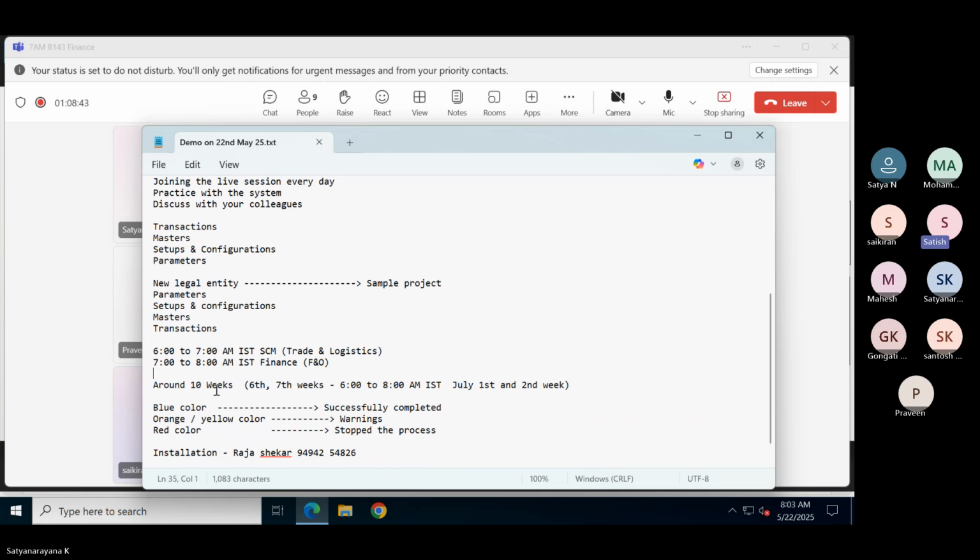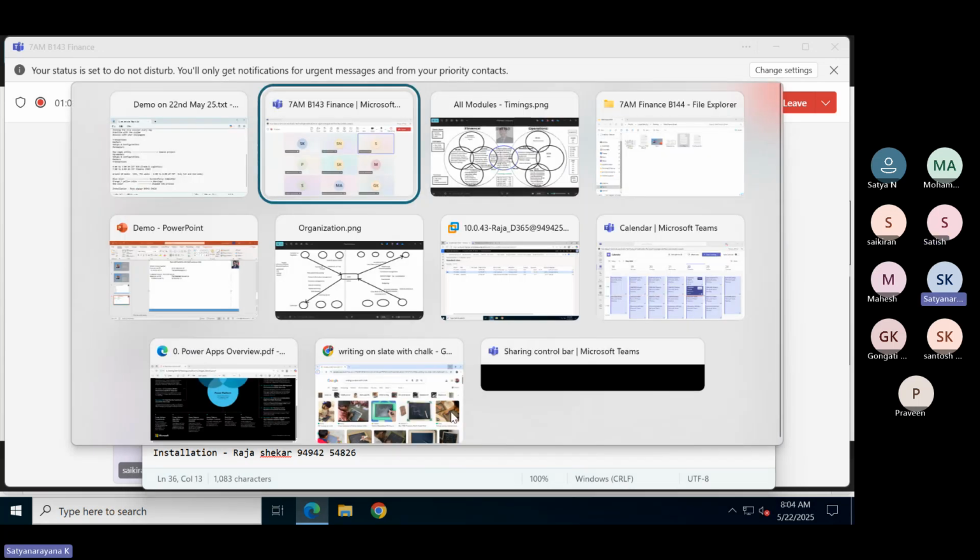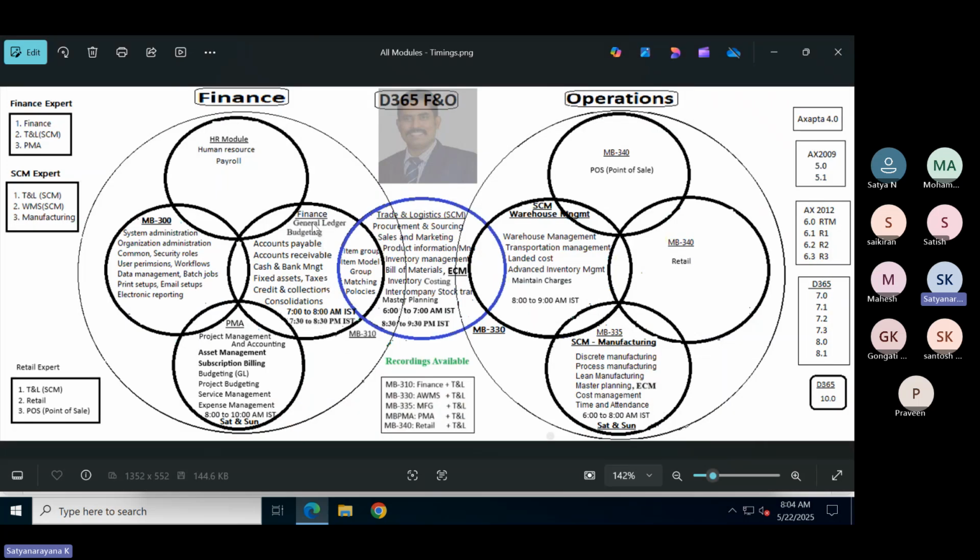So you cover all the F&O modules completely in finance, sir? See, in finance, I will cover 9 sub-modules: general ledger, budgeting, accounts payable, accounts receivable, cash and bank, fixed assets, taxes, credit and collections, consolidation, and a little bit about trade and logistics. Management accounting is separate. I will teach you a high-level picture only, 1 or 2 hours. But if you want to learn it fully, we need 50 hours, as a separate session on weekends.